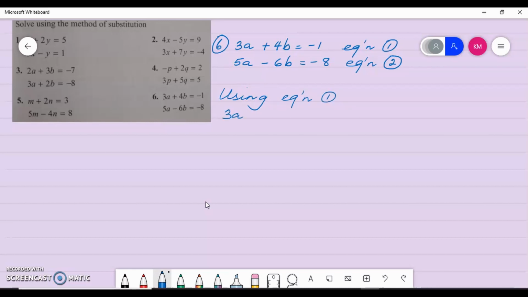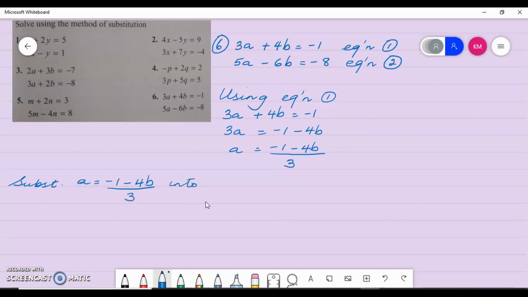So I write back that equation. And I'm going to decide to make a the subject of my equation. So I'm going to get 3a is equal to negative 1 take away 4b. And a is going to be negative 1 take away 4b, divided by 3.